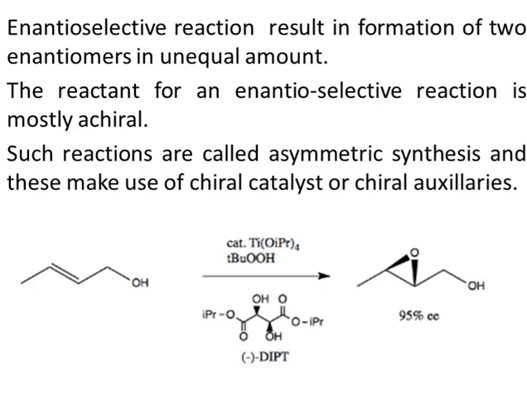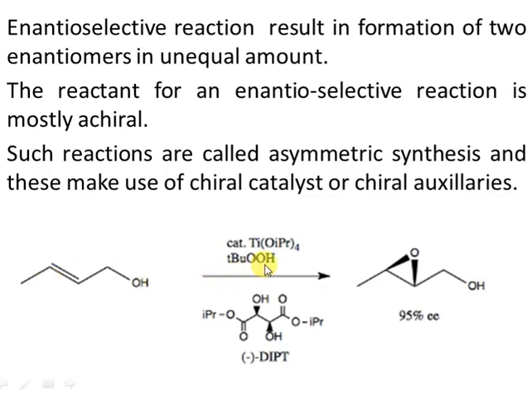So let's consider some reactions that are enantioselective and some reactions that are diastereoselective. Whenever a reaction is enantioselective, it means that it will form two enantiomers, but one of the enantiomers will be formed in larger amount. Suppose we have this molecule, an allyl alcohol, and what we are doing is carrying out the epoxidation of this molecule.